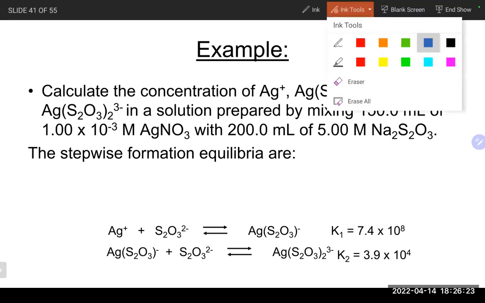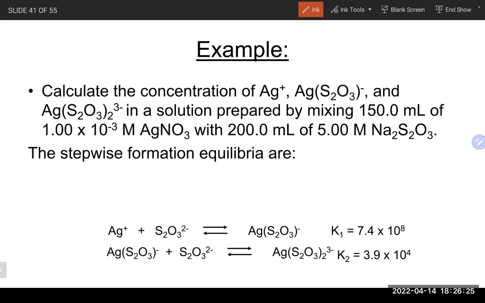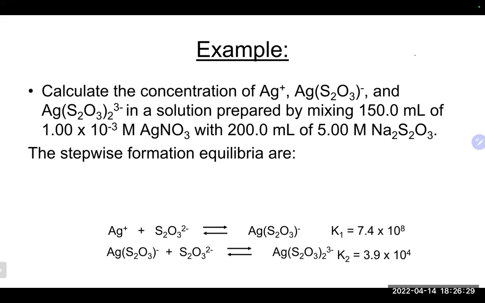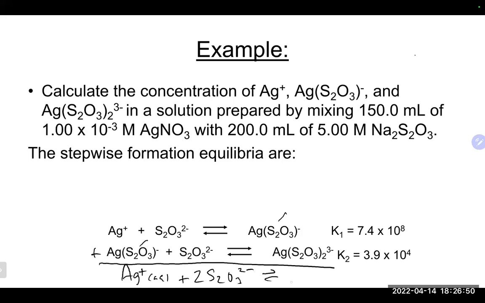They gave us the information here in a stepwise fashion. We obviously could add this together and get the overall reaction that's happening simply by adding them together. This and this will cancel, and that will give us overall a silver that's going to pick up a couple of these and form this complex ion that is over here.